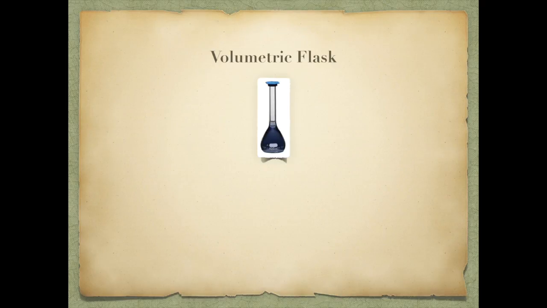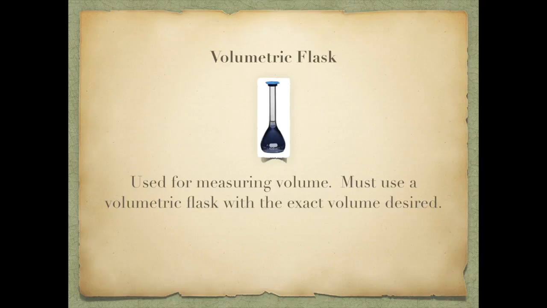The next tool is a volumetric flask. Now, a volumetric flask looks like this, and it's used for measuring a volume, but you must use a volumetric flask with an exact volume desired. So, for example, looking at this volumetric flask, it is a 100 milliliter volumetric flask. So 100 milliliters is the only volume you can measure with this flask. Some of the other volumes we have are a liter, 500 milliliter, and even little tiny 10 milliliter volumetric flasks, but you can't measure any volumes in between those volumes.